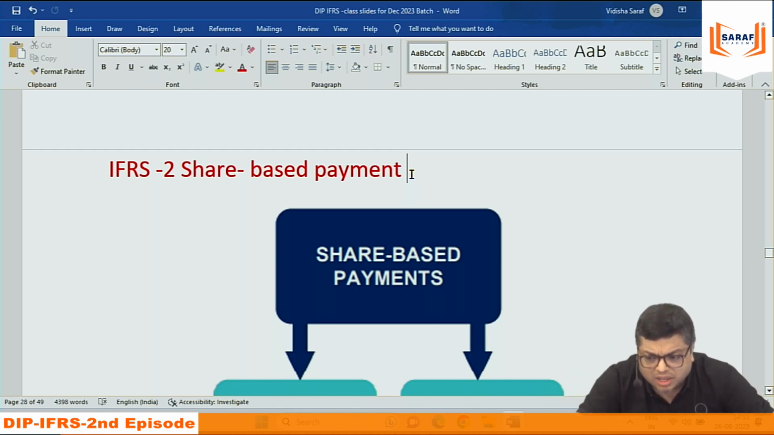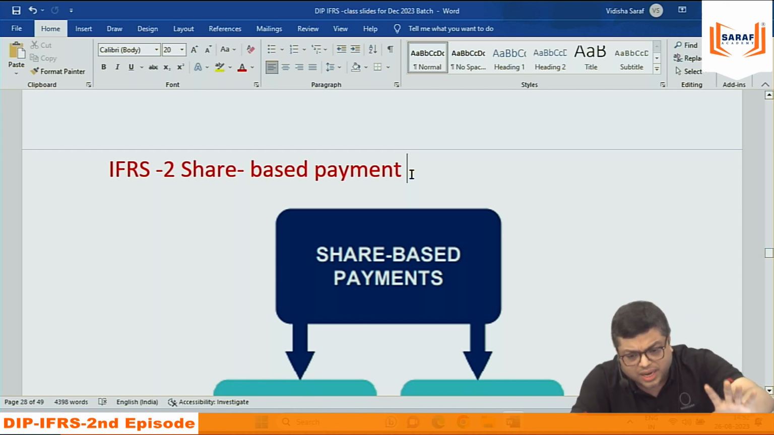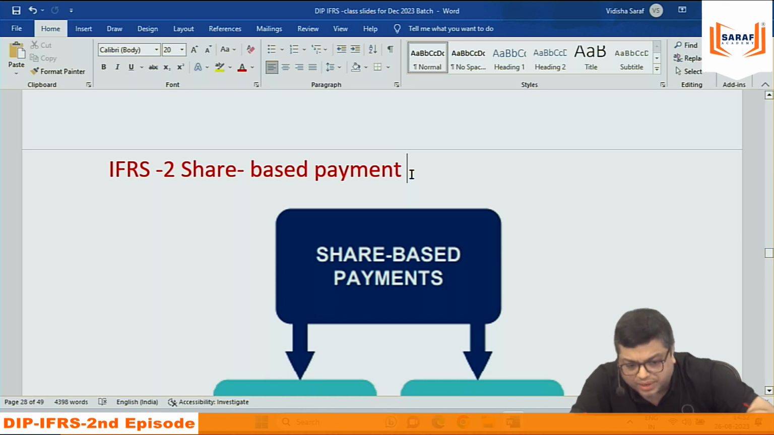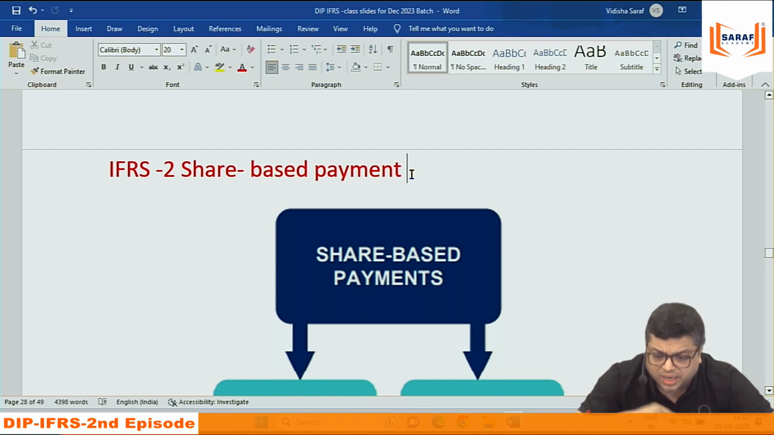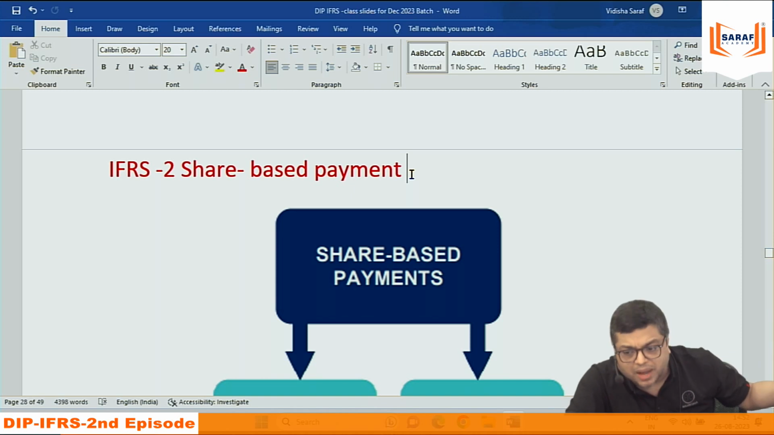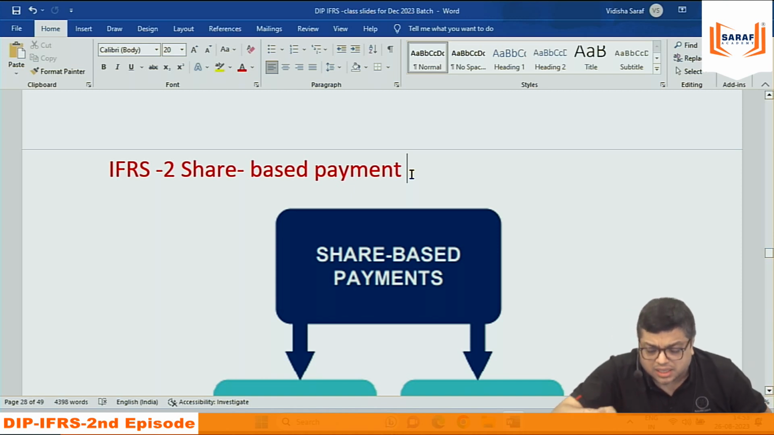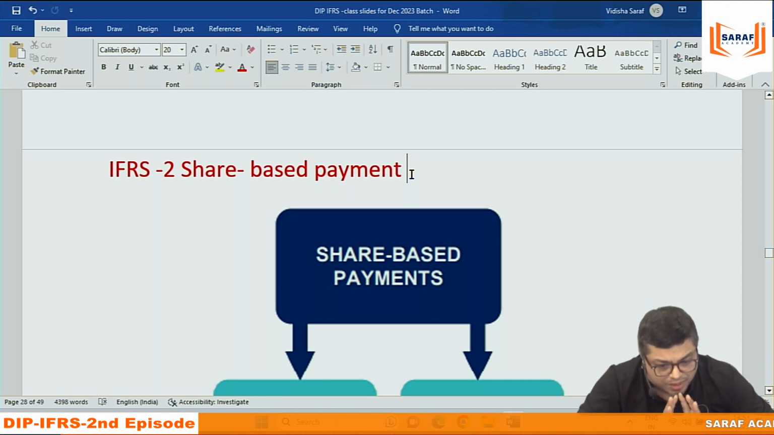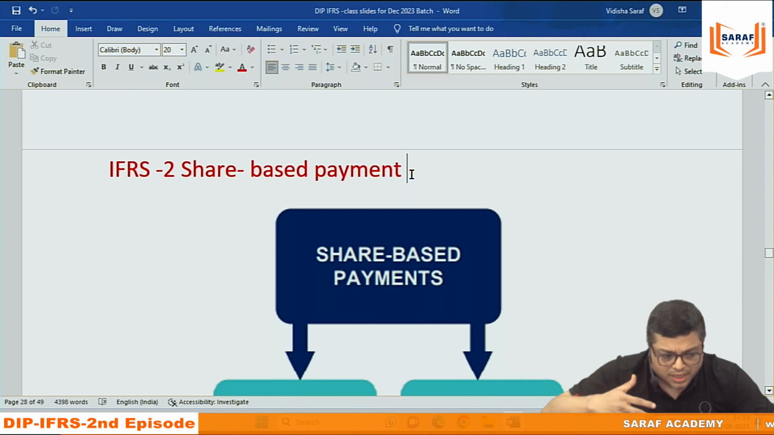Suppose presently in the organization, 500 employees are working and all are given this scheme. But what is the guarantee that all 500 will be there after 3 years? Nobody will leave? I will go into the past: how many employees are leaving every year? I will forecast how many employees will leave in the coming 3 years. That may not be correct, but accounts need to be prepared based on estimation.